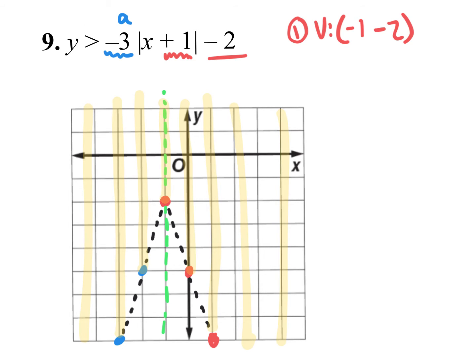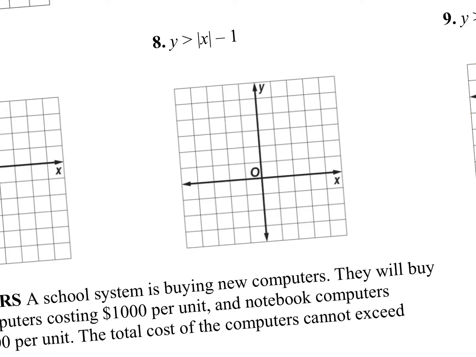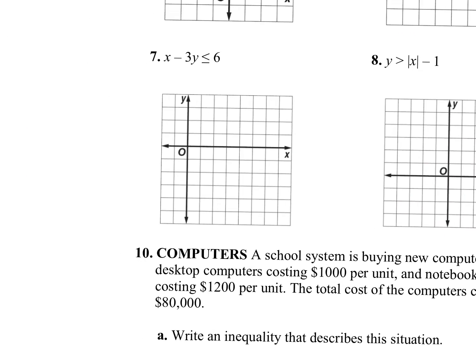What do you think? Easy. Pretty easy. All right. You know what? The inequalities could get interesting. I hope we remember the details.